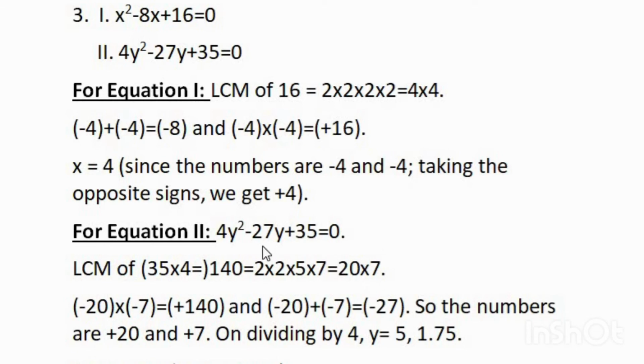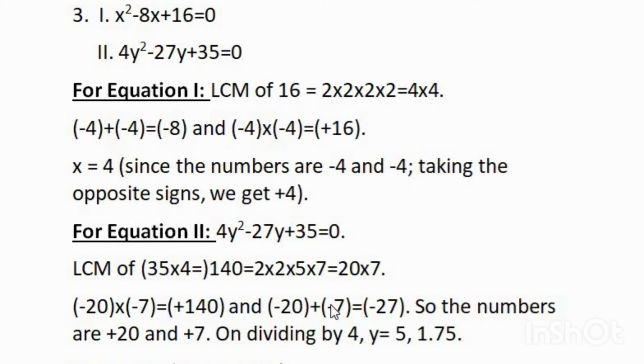How will you get minus 27? By taking minus 20 and minus 7. Minus 20 into minus 7, you will get plus 140, and minus 20 plus minus 7, you will get the middle term of y, that is minus 27. So the numbers are minus 20 and minus 7.